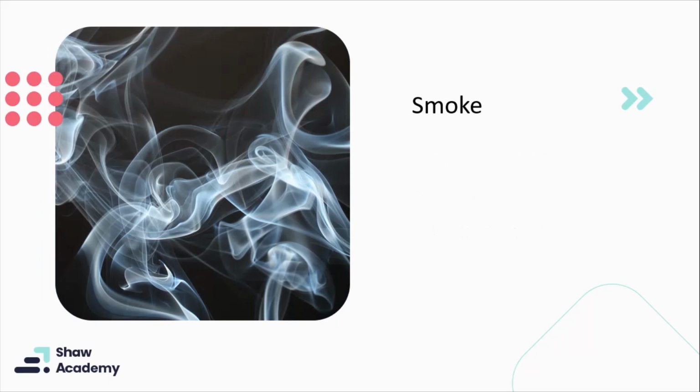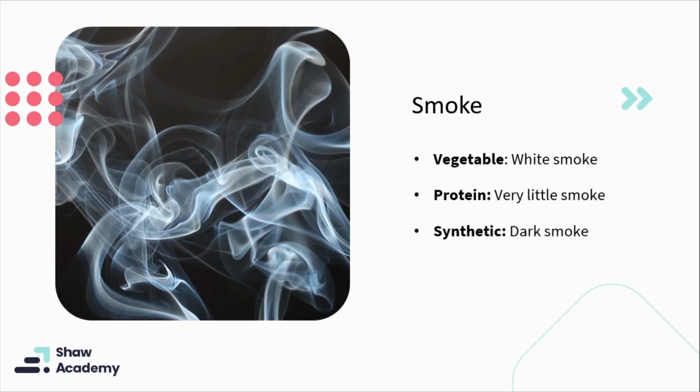Now, let's look at the smoke. Vegetable fibers have a white or light colored smoke. Protein fibers have very little smoke, and synthetic fibers have dark smoke.